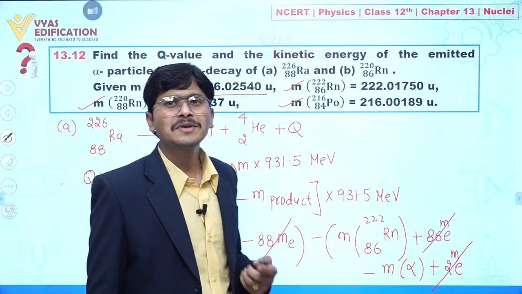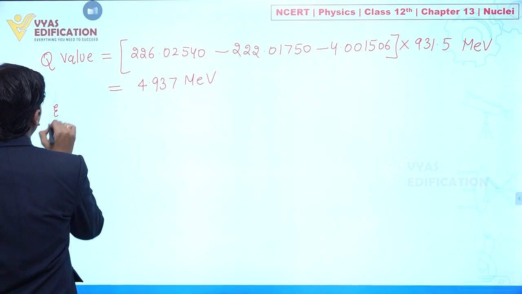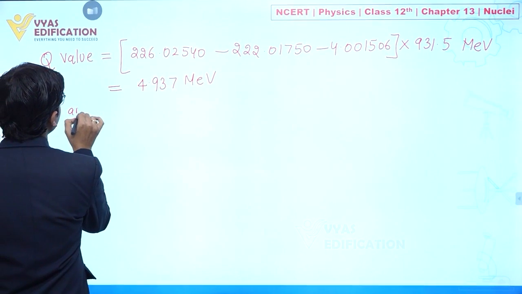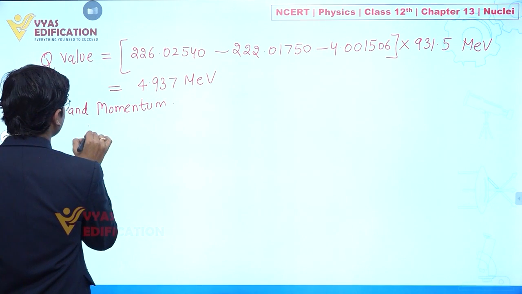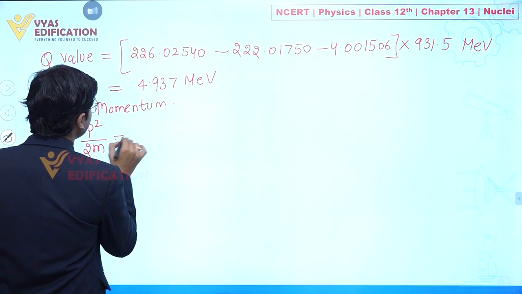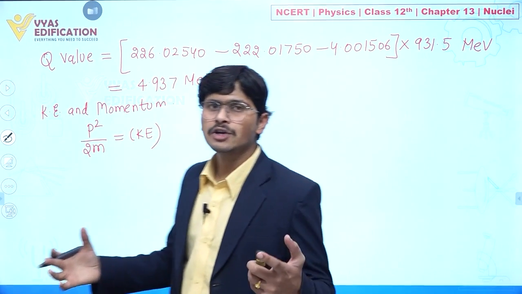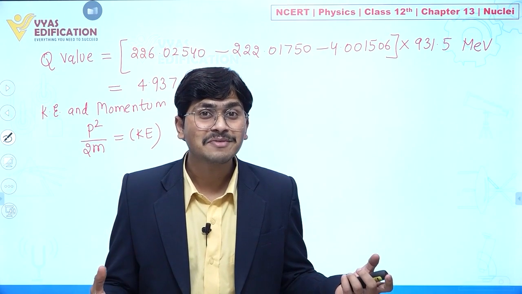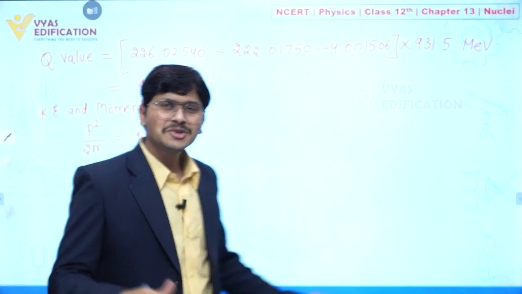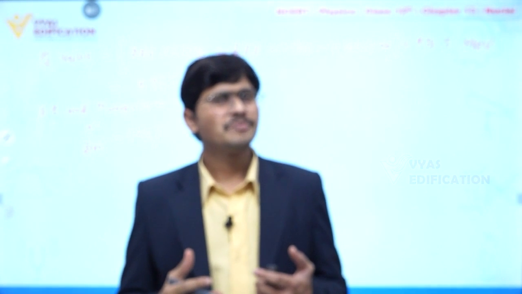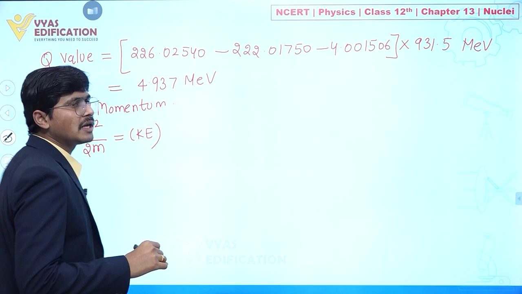So for that, first I am telling you the concept. Now, we know a relation between kinetic energy and momentum: P square divided by 2m is equal to kinetic energy. Clear? So whenever we have a parent nuclei, and a daughter nuclei is forming as well as an alpha particle is emitted, it means no external force is acting. Clear? It means we can apply conservation of linear momentum. So the momentum value remains the same.